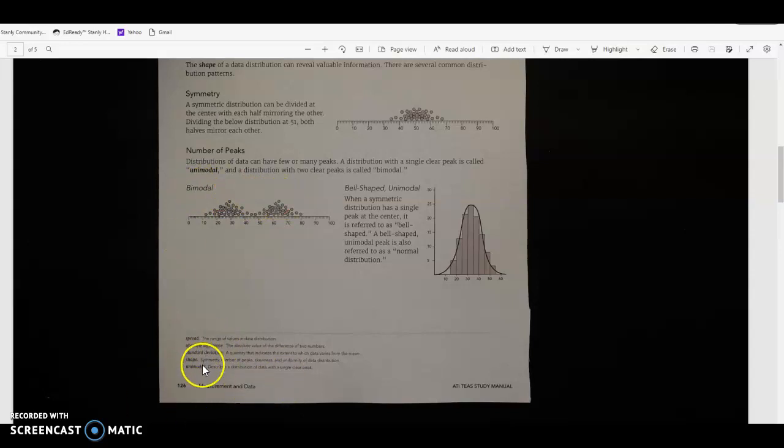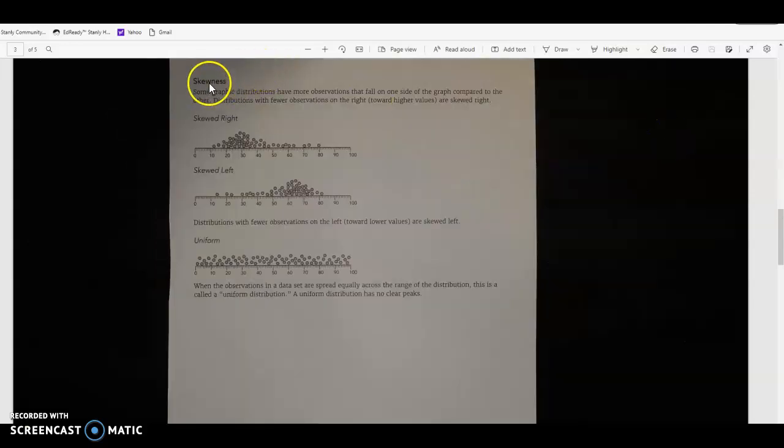Then you need to be familiar with some of these definitions down here. Most of them we've already talked about. Just make sure you understand what each one of them represents. Then we're going to talk a little bit about skewness.